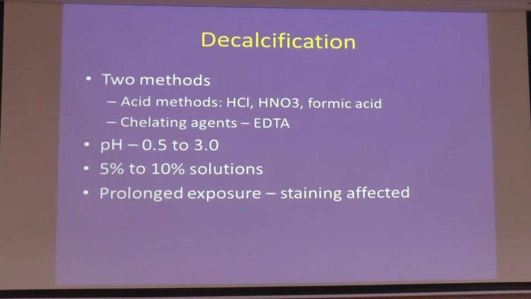Then decalcification. Once we receive bone or any hard tissue, that will go for decalcification. There are two methods of decalcification. One is the acid method, another one is chelating agents. In the acid method, we use formic acid or nitric acid. The chelating agent is EDTA. Bone marrow samples are decalcified in EDTA.